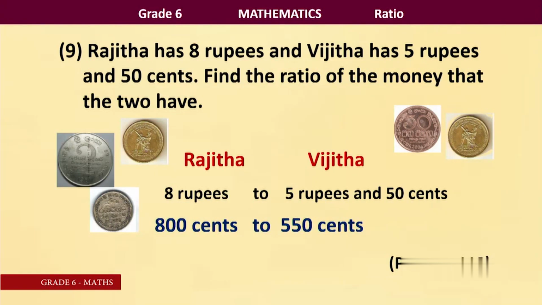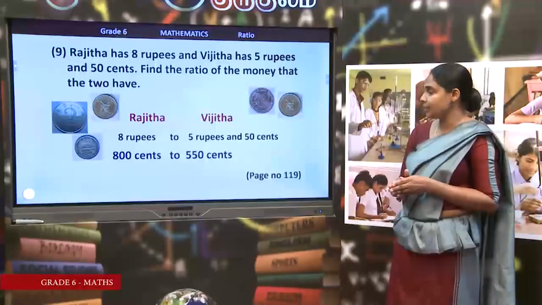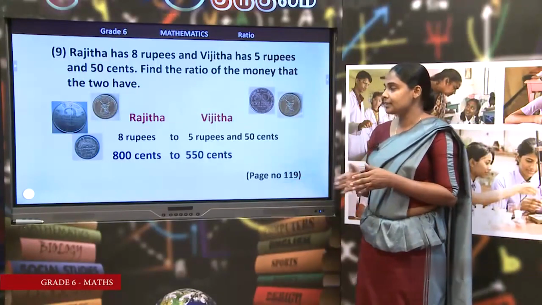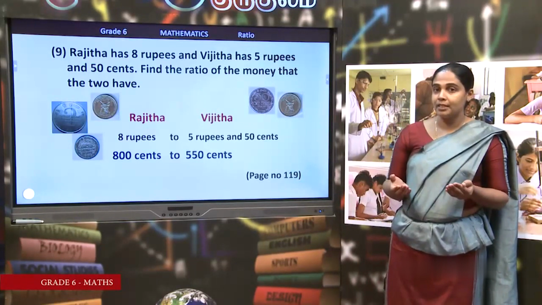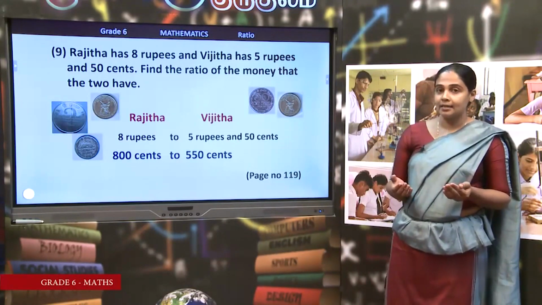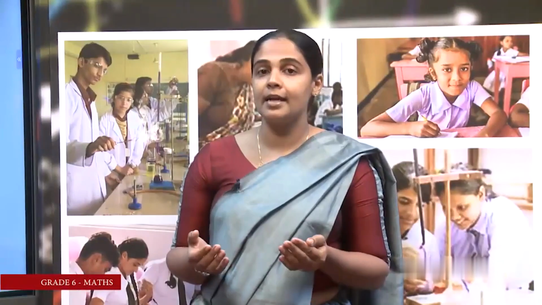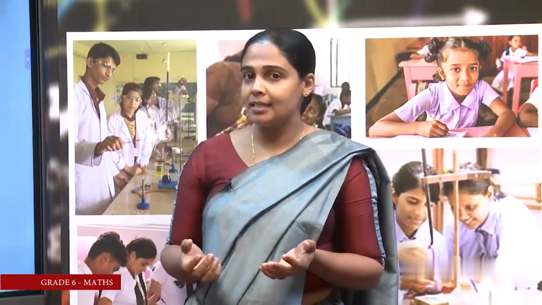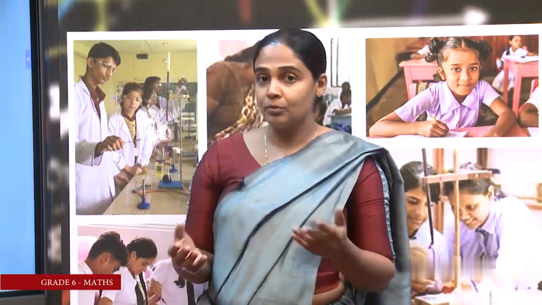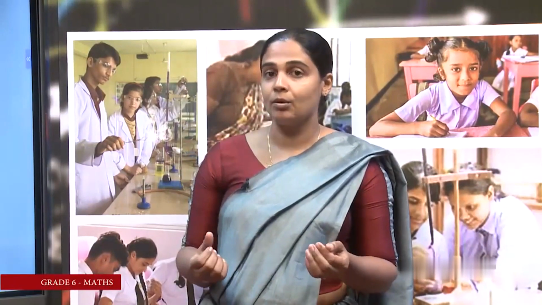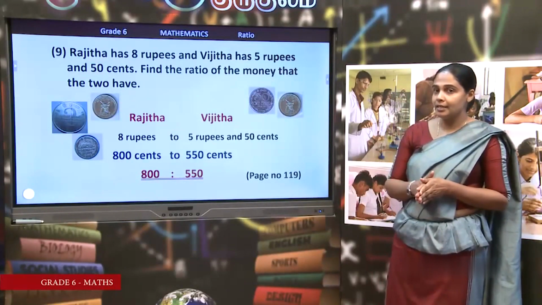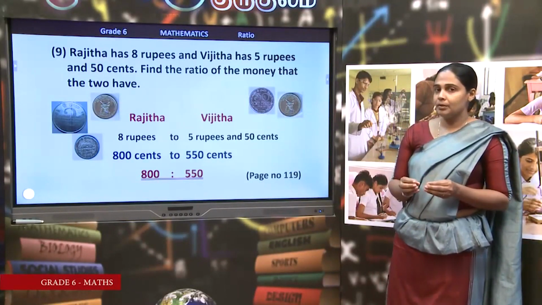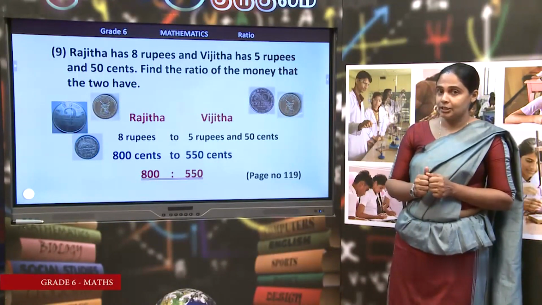And 5 rupees, it is 500 cents. 500 plus 50, 550 cents. Now what happened? Now both are in the same unit, cents. Then 800 cents to 550 cents. Then my dear kids, you can write down the ratio. Remove the unit and keep the colon sign. Then the answer is 800 to 550. Now you have learned how to write down the ratio.